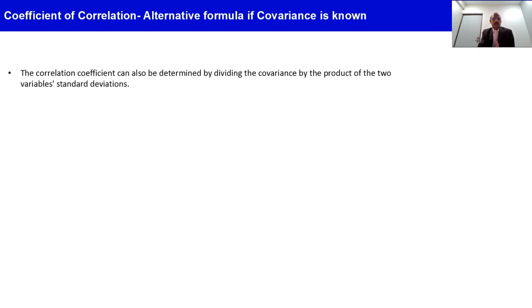So here the correlation coefficient formula can be determined by dividing the covariance by the product of the two variables' standard deviations, which I had explained earlier. This is a simple formula. Another way of putting it, correlation between x and y equals covariance between x and y divided by the square root of variance of x multiplied by variance of y here.